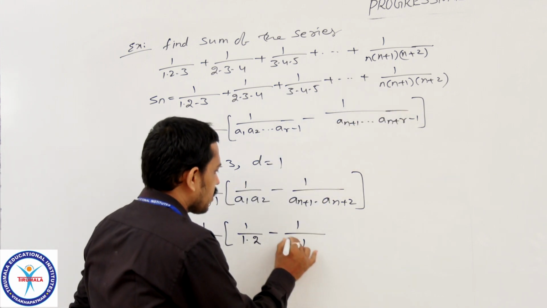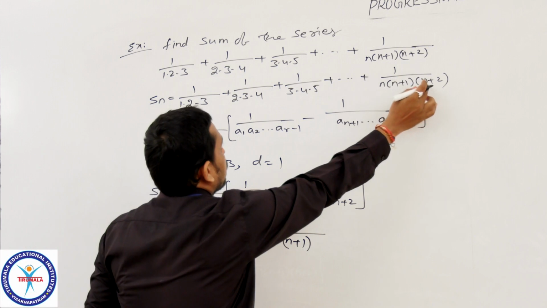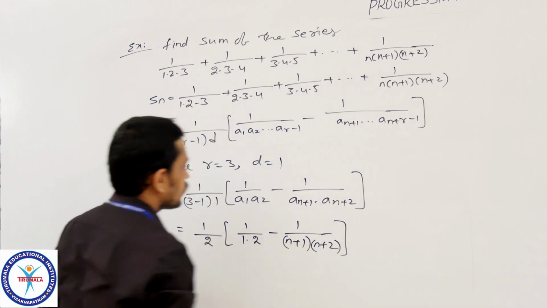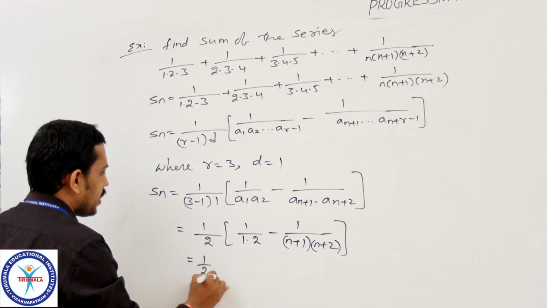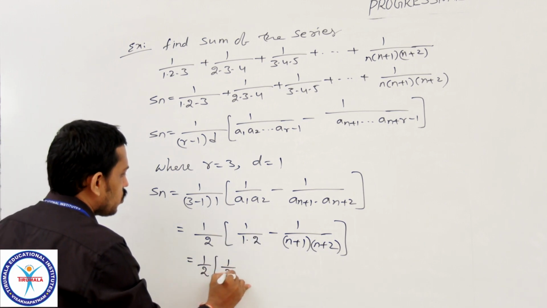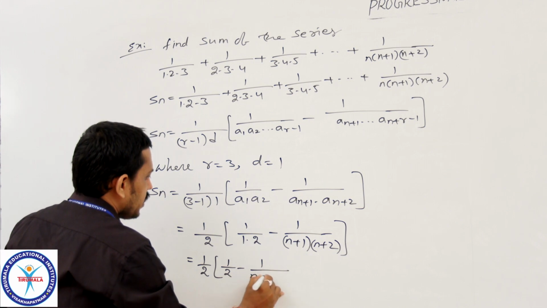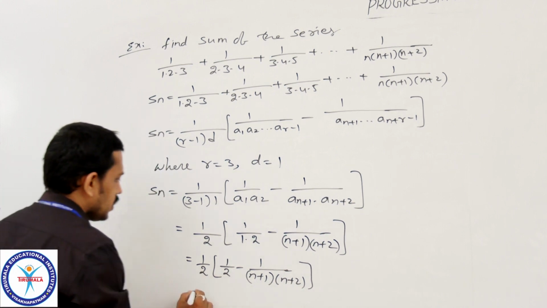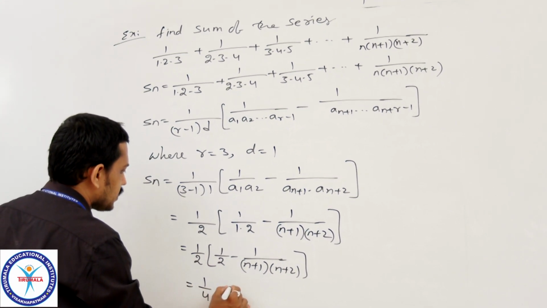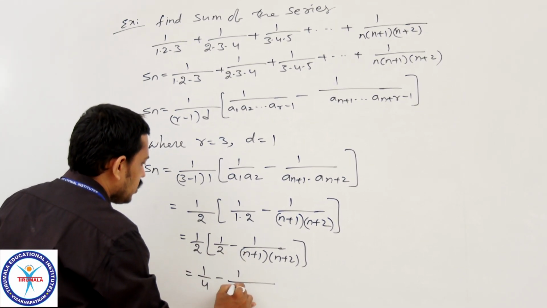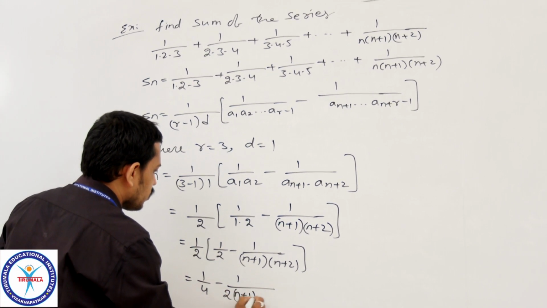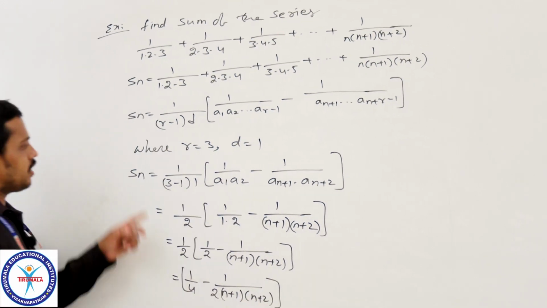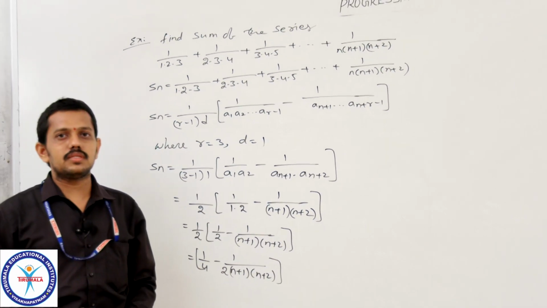So n plus 1 into a n plus 2, the n plus 2th term means n plus 2. So therefore this is equal to 1 by 2 into 1 by 2 minus 1 by n plus 1 into n plus 2. So this is equal to 1 by 4 minus 1 by 2 into n plus 1 into n plus 2. So by using the Bn method we will find out the sum to n terms of this series.